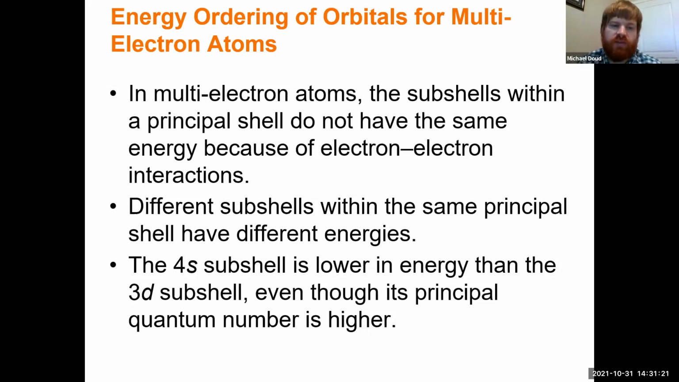Okay, and then there's a further complication, which is that the d sublevels tend to be lower in energy than the foregoing s sublevels. So for example, the 4s subshell is actually lower in energy than the 3d subshell.